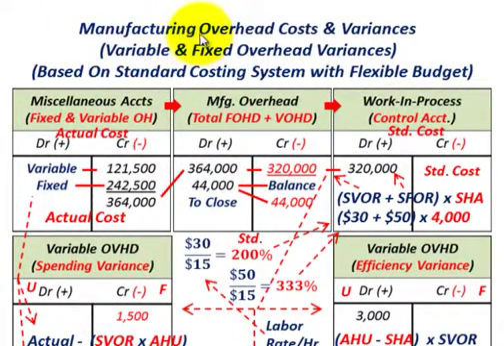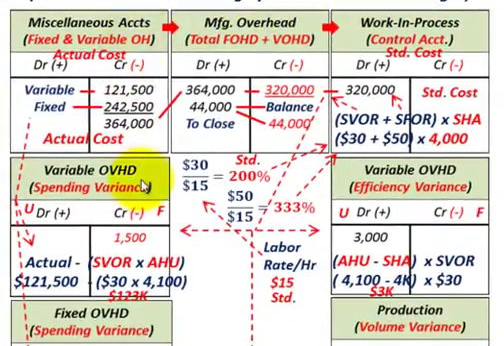What we're going to be going over here is manufacturing overhead costs and their associated variances. And what we're going to be doing is calculating variable and fixed overhead variances. It's going to be based on a standard costing system where we're going to be using a flexible budget. So what I've done here, I've got it laid out in T account form, and we're going to be tracking these variable and fixed overheads through these T accounts to calculate their variances. So what I'm going to do first is just conceptually go through what we're going to be doing, and then we'll go back and do the actual calculations.